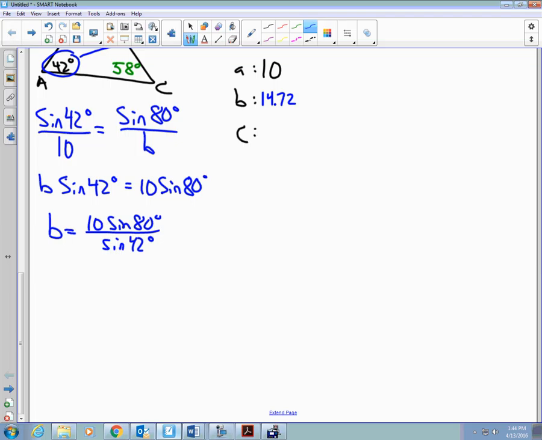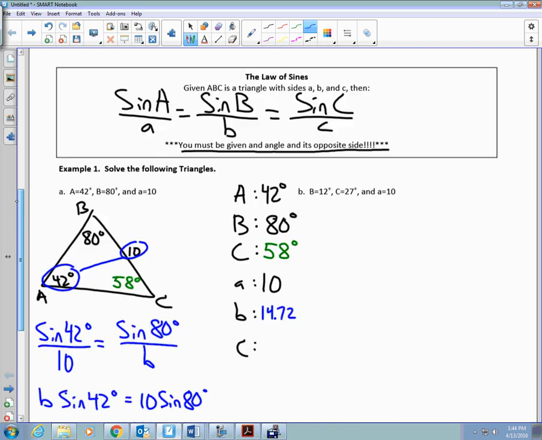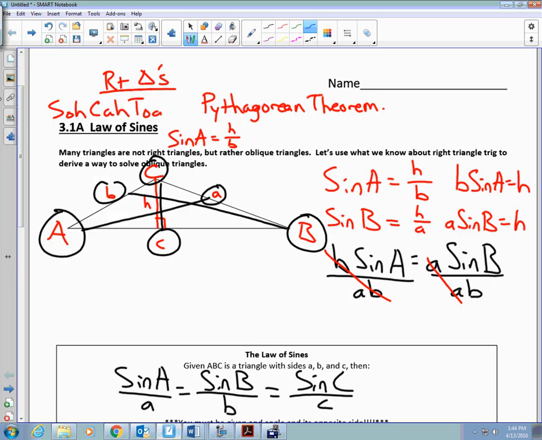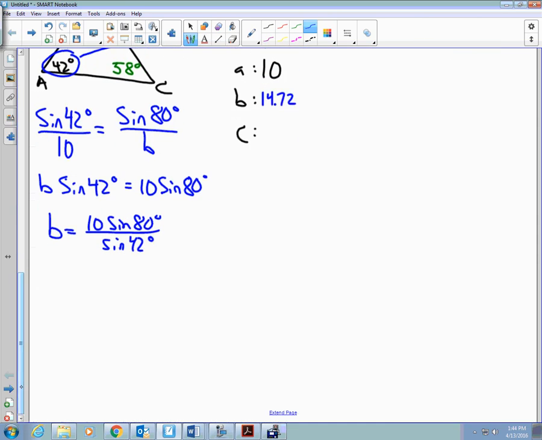Now I'm going to try to find side C. A lot of people go back to the Pythagorean theorem, but the Pythagorean theorem only works if we have right triangles. So therefore, we cannot use the Pythagorean theorem. We will simply go back and use the law of sines again.